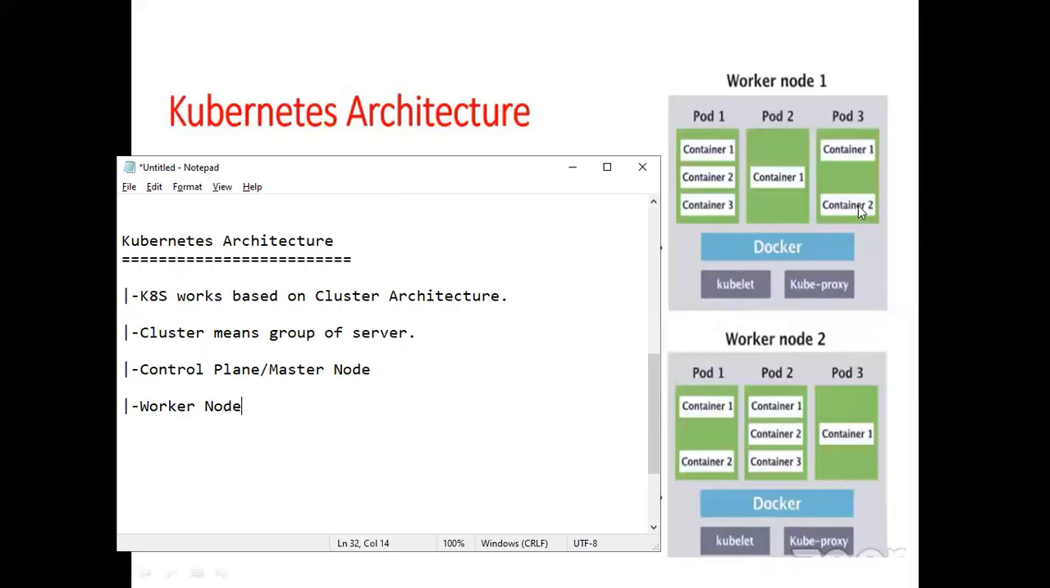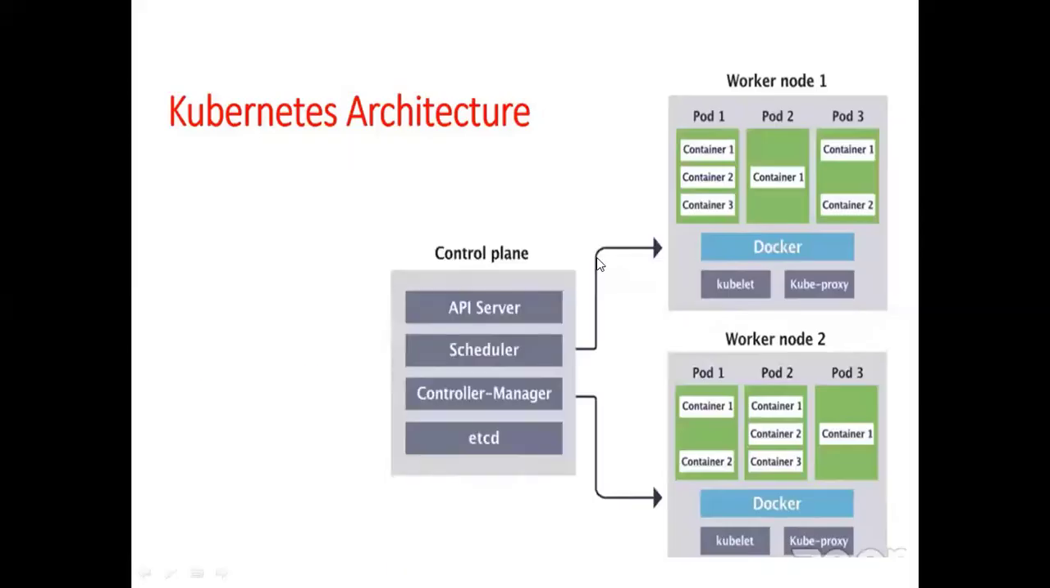Now you can check in this architecture: the master node contains several components like the API server, scheduler, controller manager, etc. And inside a worker node, you can see pods. Inside a pod are containers, and there are Docker, kubelet, kubeproxy. There are several components. We will understand all these components.